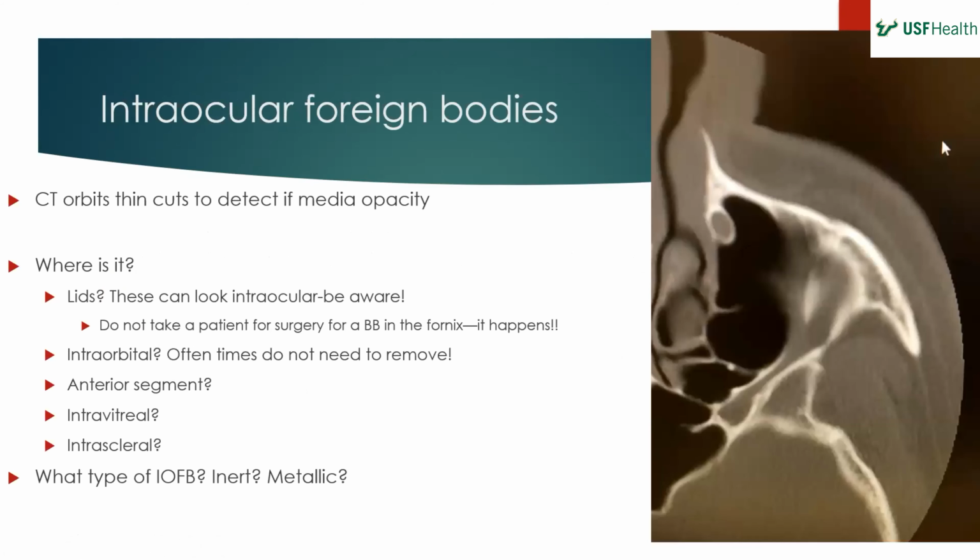So we already discussed that you should get a CT orbits with thin cuts to detect an intraocular foreign body if there's a media opacity, and probably even if there's not a media opacity, just because they can be hiding in other places and you want to know where they are.